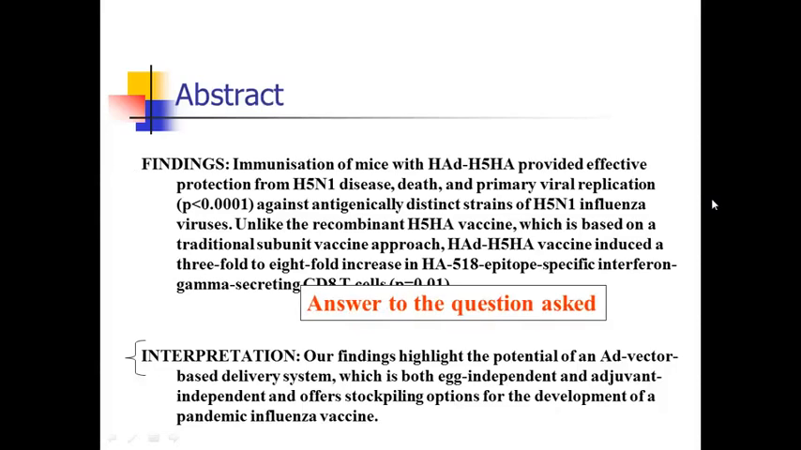Then they give you the answer to the question that you asked. This is the conclusion. Our findings highlight the potential of this particular vaccine delivery system, so it highlights the potential of it. It's not saying it works because we haven't tested it in humans, but it seems to work in mice, so it has some potential. The wider implication is that, hey, it offers stockpiling options. So in case there's a pandemic flu outbreak, this is a type of vaccine that we could actually stockpile. So that has some nice public health implications.